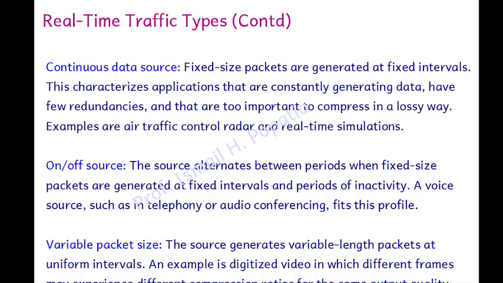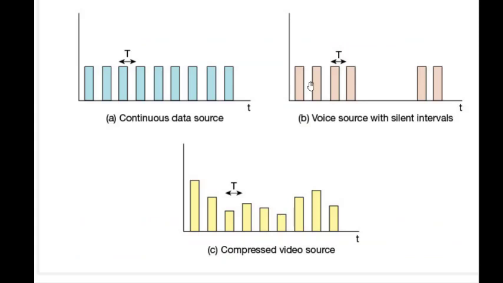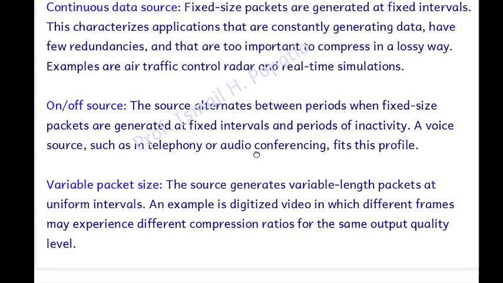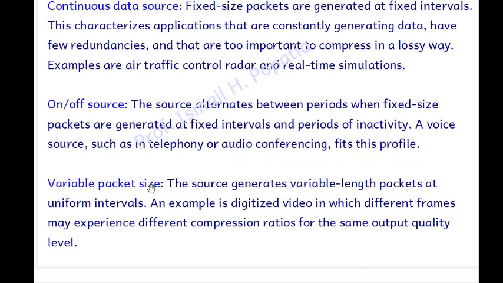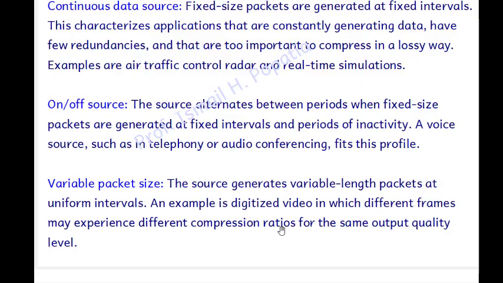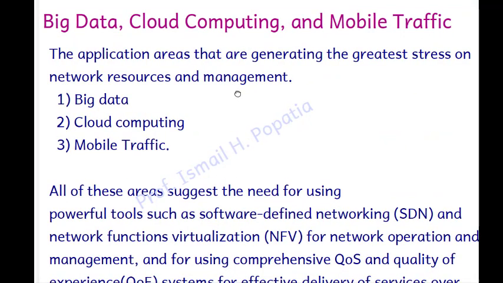Then we have the second example of the on-off source. The source alternates between periods when fixed size packets are generated at fixed intervals, and periods of inactivity. So here you can see that the packets are of the same size, but they may have some inactivity, that is, no packets in that particular time period. Then variable packet size. Here the source generates packets of variable size, but it generates them at uniform intervals.